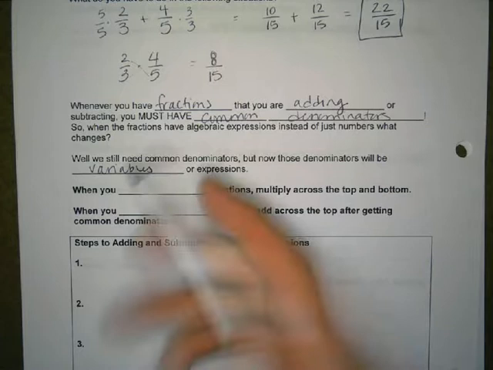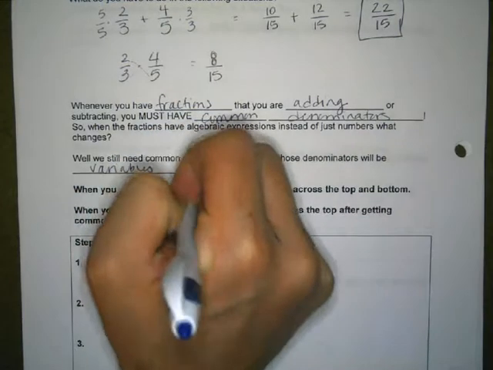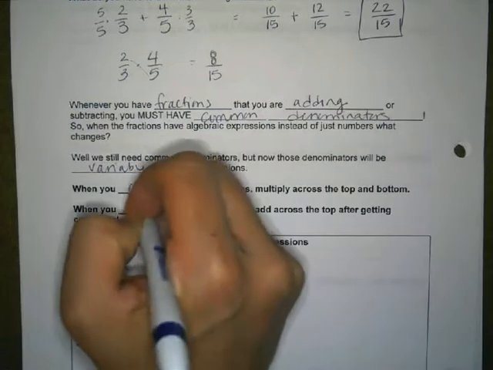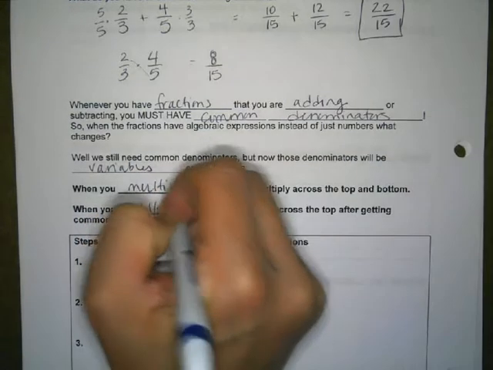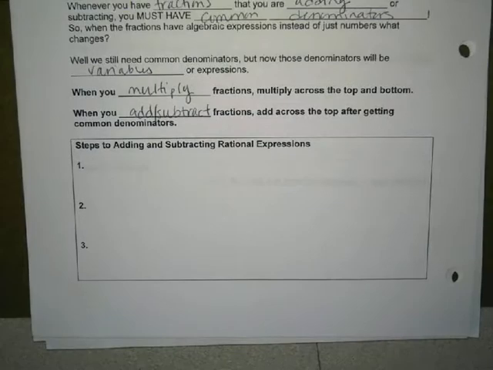All right, so when you multiply fractions, we're going to multiply across the top and the bottom. And when you add or subtract, because subtraction is really just adding a negative, you add across the top after getting common denominators. So we're going to work with adding and subtracting first, kind of hammer that really good today, because the multiplying part is actually a little simpler than adding and subtracting. So I want to get a good practice in here with adding and subtracting.